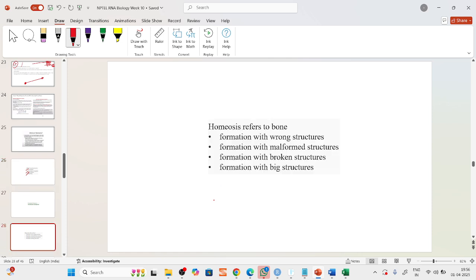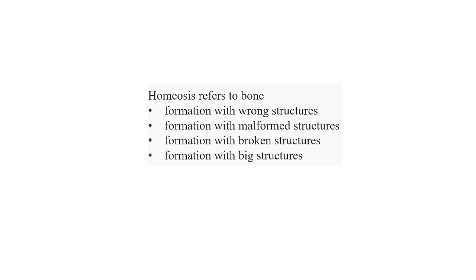Then the next question is, homeosis refers to, this we have discussed: formation with wrong structures, formation with malformed structures, formation with broken structures, or formation with big structures. Right now it is 7:56. After 2 minutes, I'll switch the screen and I will ask you.